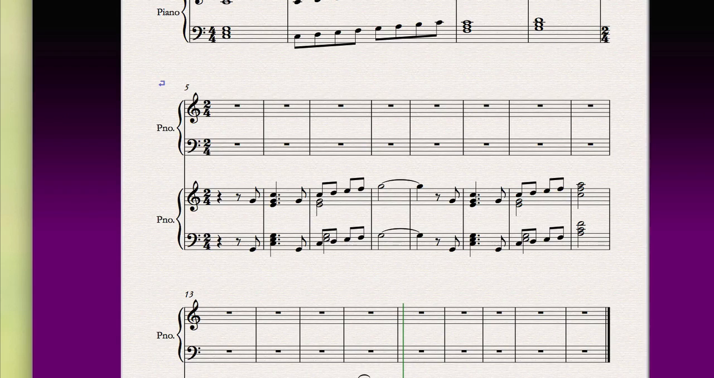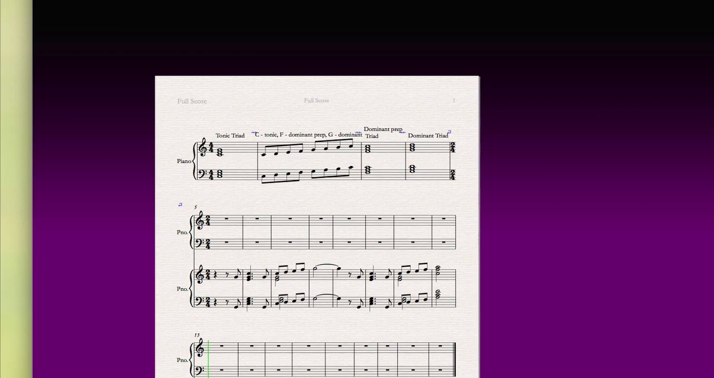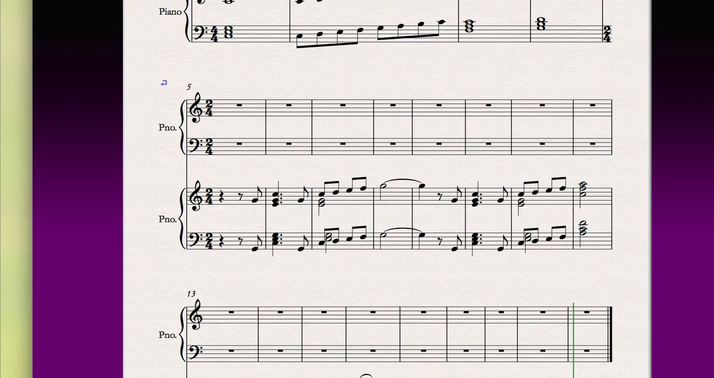And right here, I'm just hearing a tonic triad. So tonic triad is C, E, and G. Let's hear it. Okay, and then here we have these Fs and these As. Oh, I'm sorry. We have a D and then F. So these are going to be dominant triads. These are going to be dominant prep triads.